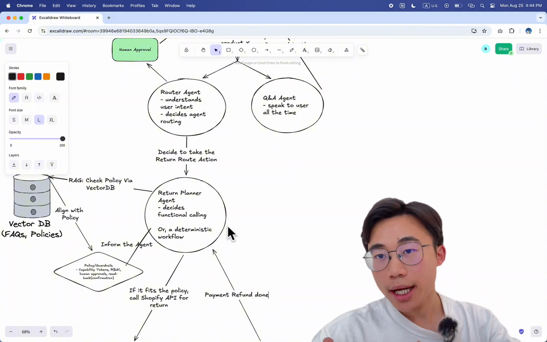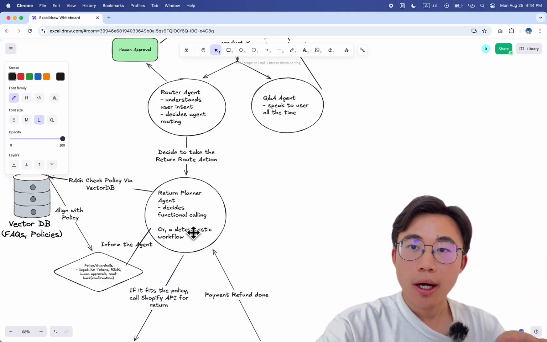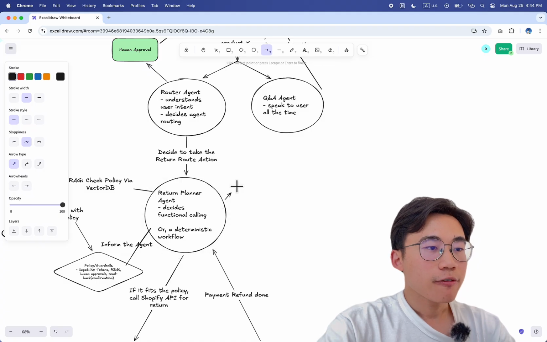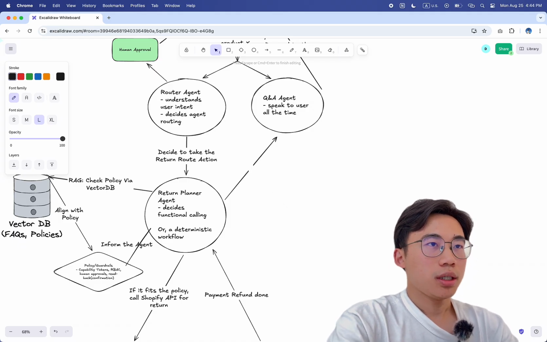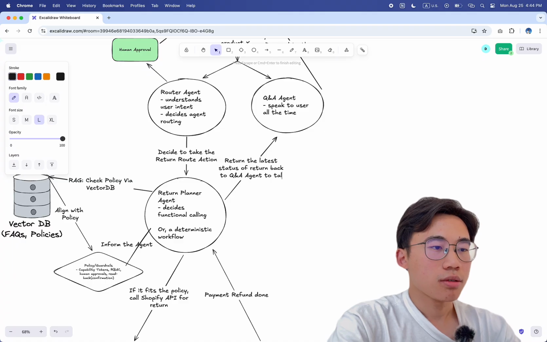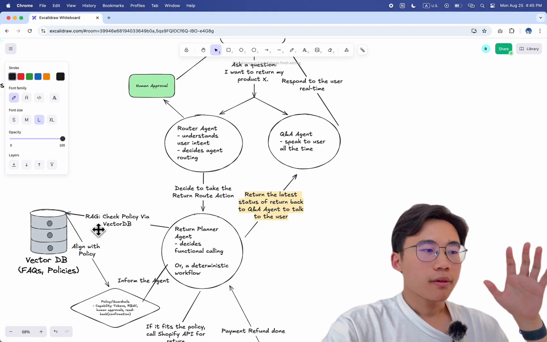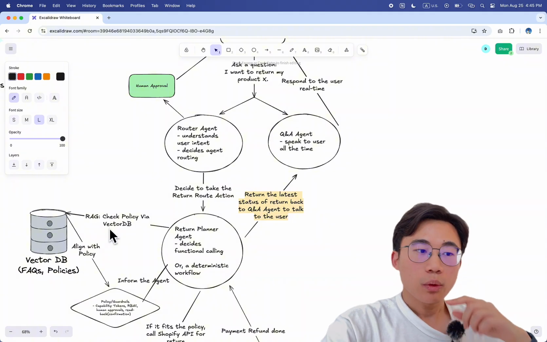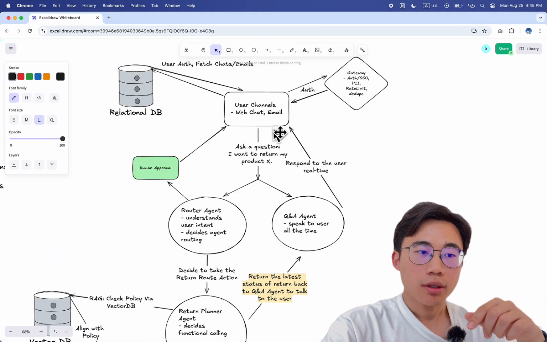And then you could also route to the exchange planner or the where-is-my-order planner, all these kinds of tools, right? But after this planner has done its job, you should always update the information or the context back to the Q&A agent, right? So the Q&A agent is like, okay, return the latest updates, the latest status of the return, back to the Q&A agent to talk to the user. This can also include situations when the question or the product doesn't fit the return policy. In this case, we will also update the latest information back to the Q&A agent, so they will be able to talk to the user, right? Respond to the user in real time.